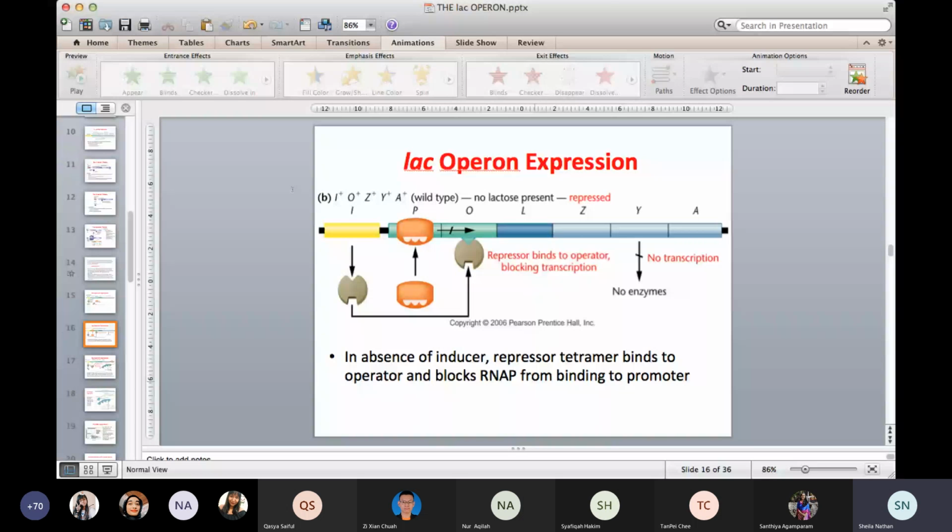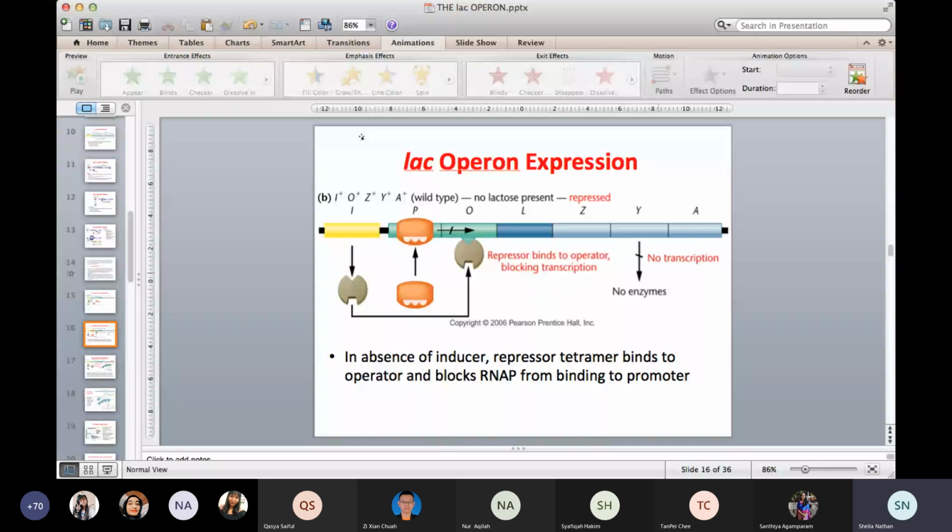Let's go through it very quickly again. Your repressor is produced by the LAC-I gene. The repressor goes and binds to the operator. Repressor binding to the operator blocks transcription because RNA polymerase cannot bind here. So there's no transcription of LAC-Z, LAC-Y, LAC-A, and no enzymes are produced.